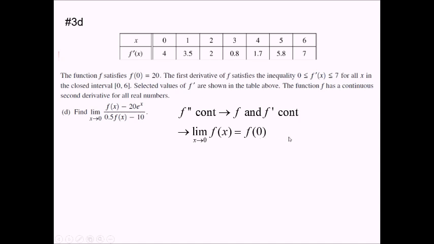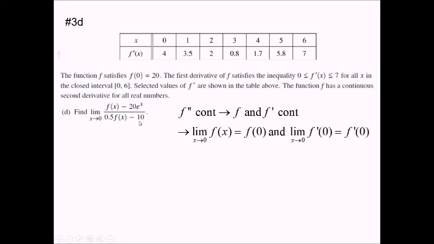Now, also, while I'm on the same line of thought here, this also means that the limit as x approaches 0 of f prime and f prime of 0 are equivalent. So when I want to take the limit of f prime at 0, I can now just plug 0 into f prime. All right, now that I have this option, let's go ahead and actually take the limit of the numerator and the denominator separately.